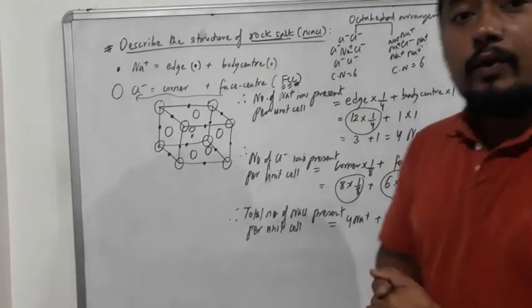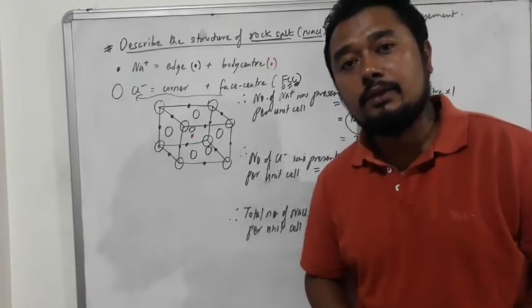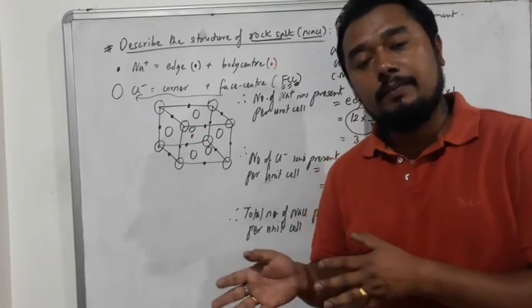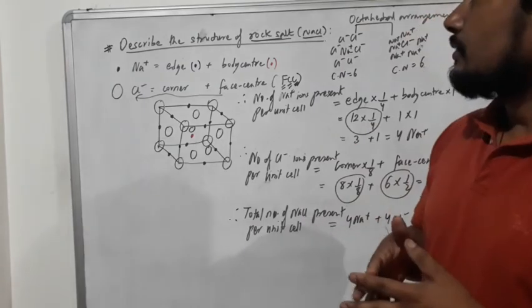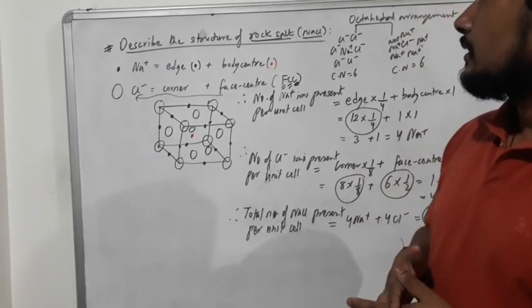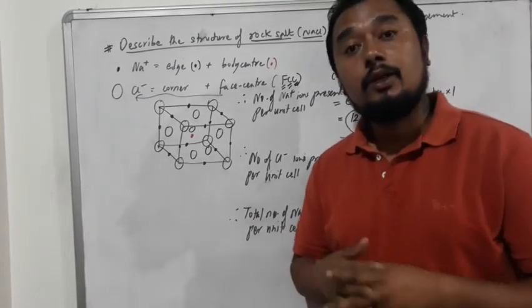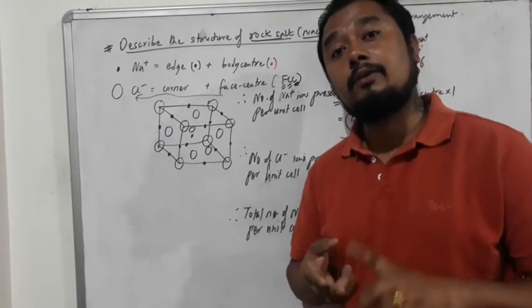Okay. Now I am going to go with the question and answer round. You can play it back to make the notes. Okay. So number 1. So in the structure of NaCl, where is the location of sodium ion and chloride ion?